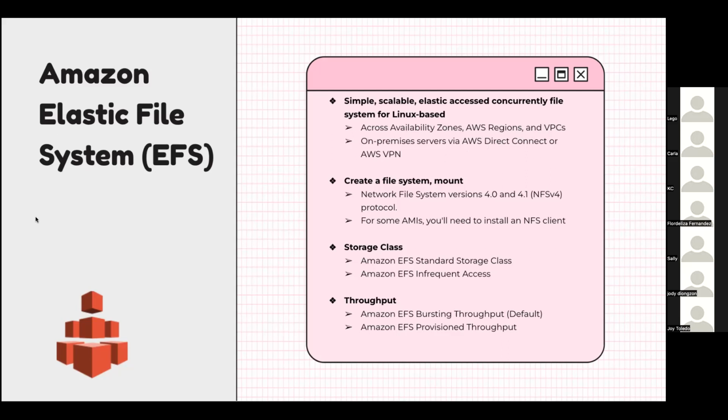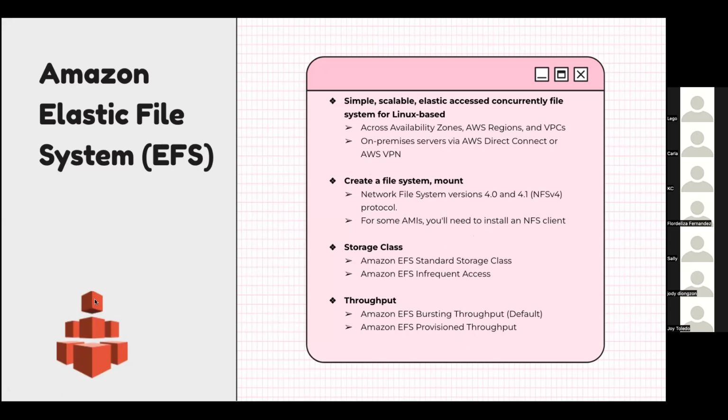You can also use EFS for on-premise using Direct Connect or VPN. So you can even use the shared file system even on a hybrid. In terms of protocol, it uses NFS version 4 and version 4.1. And not all AMIs come with the default ability to connect to EFS. You'll have to install an NFS client for some.